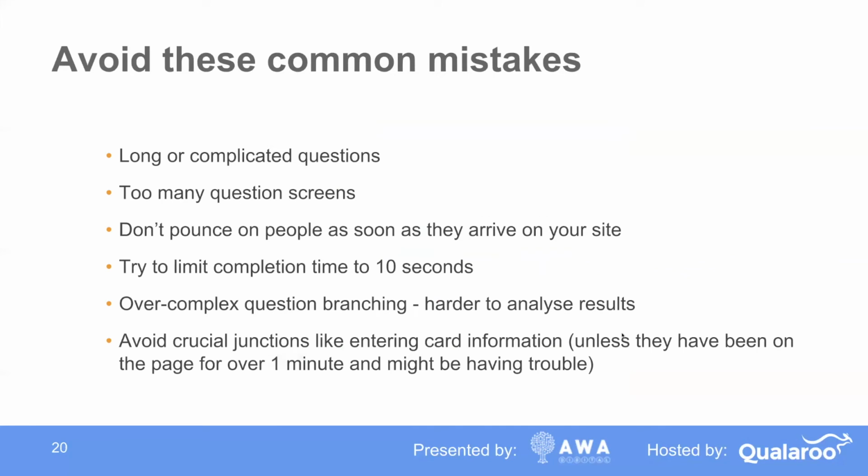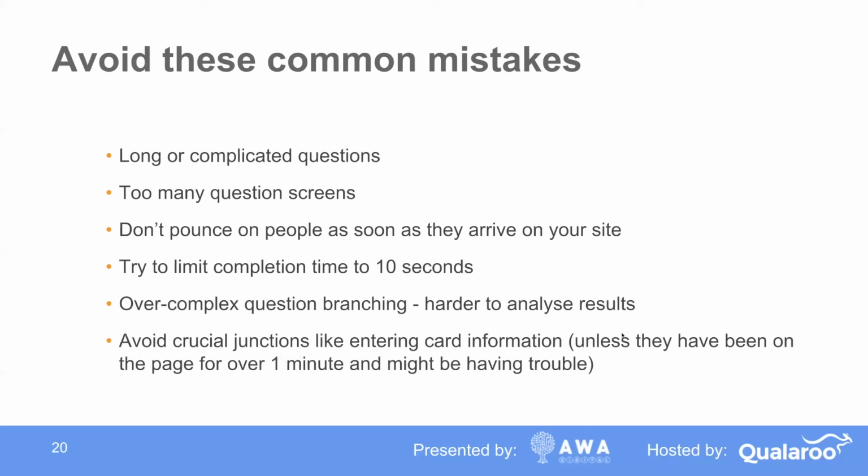Of course, when you deal with any tool, and this one is no exception, there's some common mistakes that you have to avoid. We've spoken about many of these: long or complicated questions. Obviously, I hope nobody's doing that. You don't want to annoy people with a question on every page. You want to limit the number of questions that people see in any particular journey. And with Qualaroo, you can exclude people from seeing specific questions. You can set them up to be mutually exclusive. Don't hit them as soon as they arrive on the site. Give them a couple of seconds.